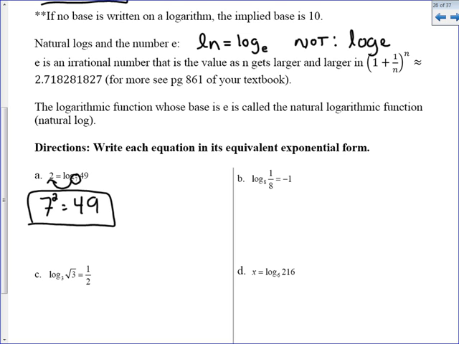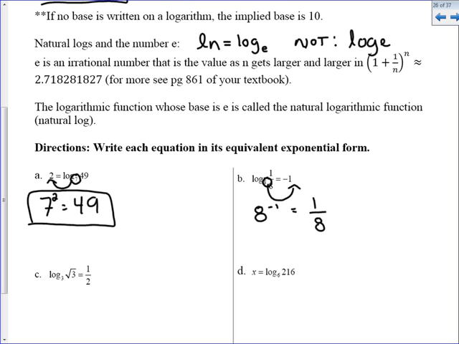So on the next, on B, we have a log base 8 of 1/8 equals -1. So you start with your base. What's my base in this one? 8. So we're going to start at the base. That's the base of our exponential. Then you go to the other side. That's your exponent. So we have 8 to the negative first. And then equals the one number that's left over. It's 1/8.